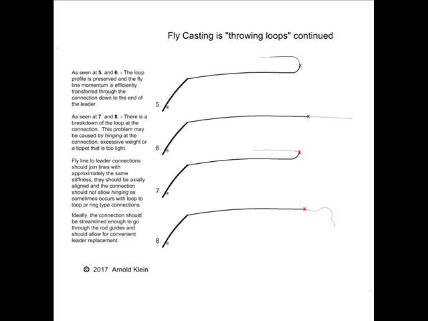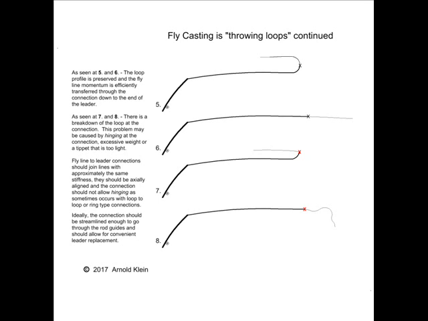As seen at 5 and 6, the loop profile is preserved and the fly line momentum is efficiently transferred through the connection down to the end of the leader. As seen at 7 and 8, there is a breakdown of the loop at the connection. This problem may be caused by hinging at the connection, excessive weight, excessive stiffness, or a tippet that is too light.